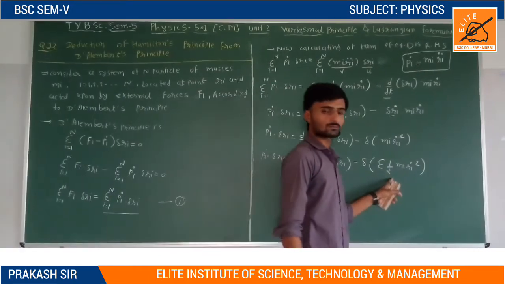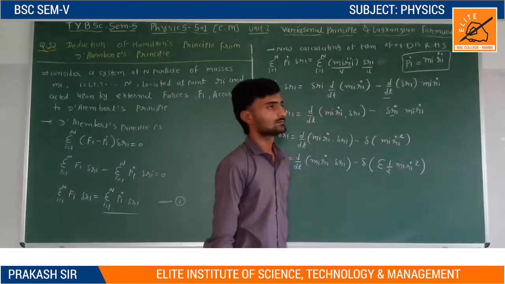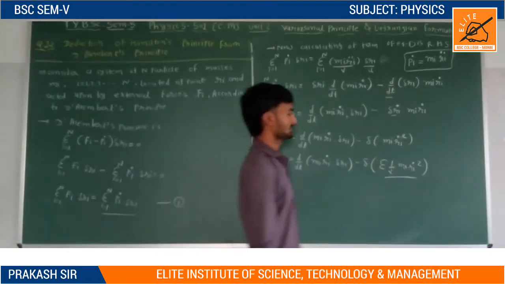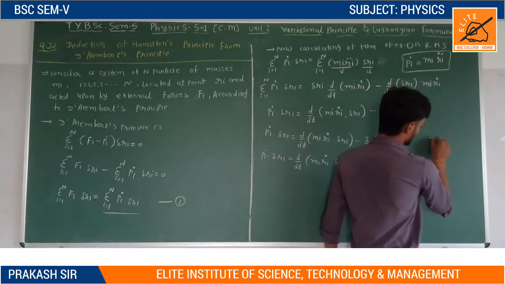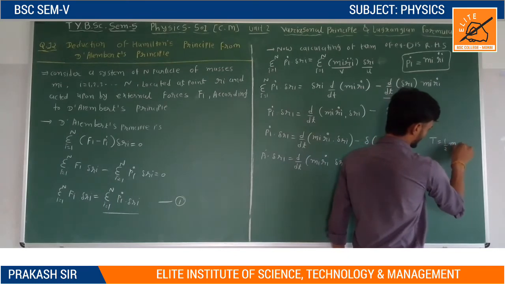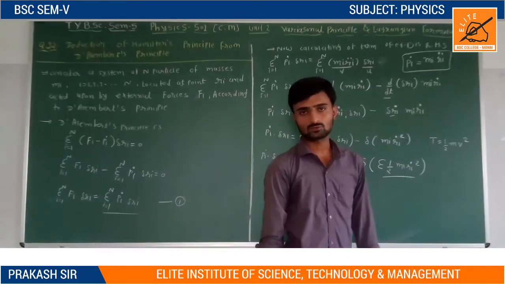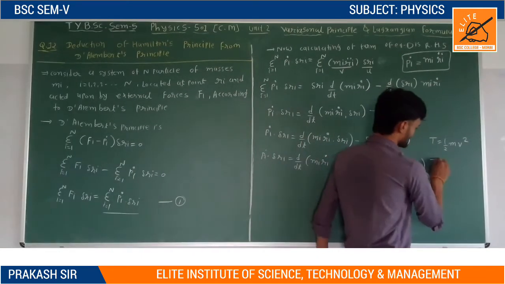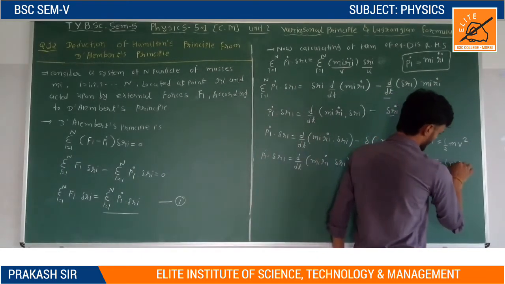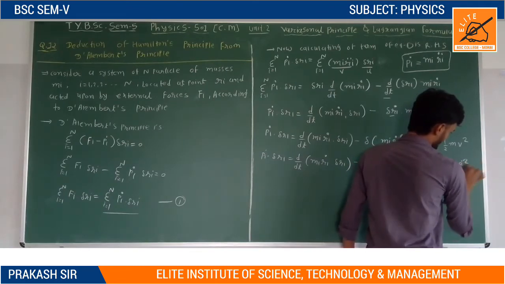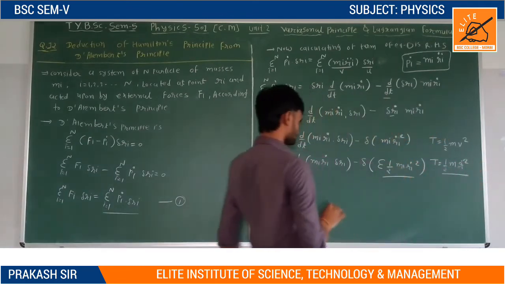So in equation 1 we have taken the 2 here because 1 by 2 mi r dot square is the expression for kinetic energy. T is equal to 1 by 2 m v square, where v is the derivative of displacement with respect to time. So T is equal to 1 by 2 m r dot square.